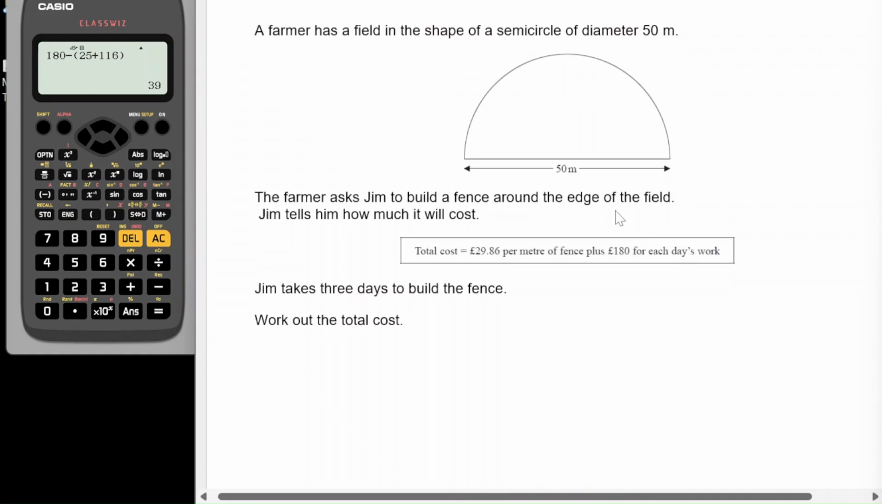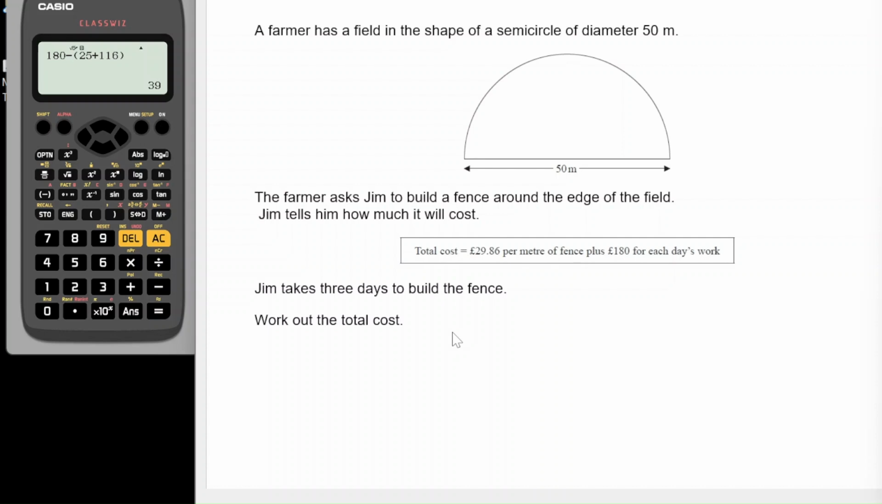Question 16. A farmer has a field in the shape of a semicircle of diameter 50 meters. The farmer asks Jim to build a fence around the edge of the field. Jim tells him how much this will cost. The total cost will equal 39.86 per meter of fencing plus 180 for each day's work. Jim takes 3 days to build the fence. Work out the total cost.